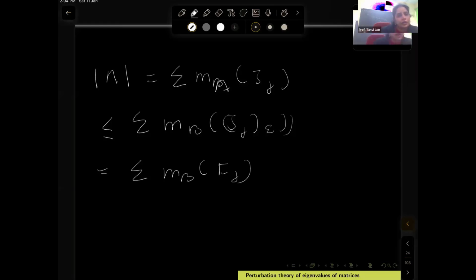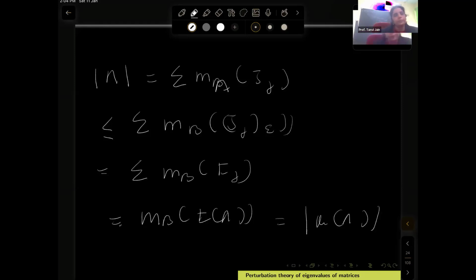And the union of the I_j, what is it? The I_j's are disjoint; the union of the I_j's is μ_I of λ. So this is MB of I_λ. And what is MB of I_λ? This is |μ_λ|. So what I have got is |λ| is less than or equal to |μ_λ|.